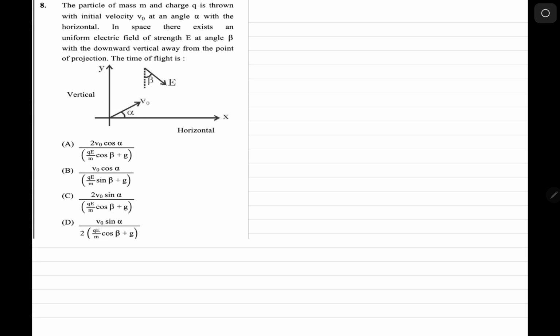Question number 8. A particle of mass m and charge q is thrown with initial velocity v0 at an angle alpha with horizontal. There is a uniform electric field E at an angle beta with the downward vertical. Time of flight from projectile motion, I'm just writing the formula, like what we write in 11th projectile motion. So it is 2uy upon ay. That is the generalized formula here. uy is the initial velocity in y direction, ay is the acceleration in y direction. So that's what we are going to write here.